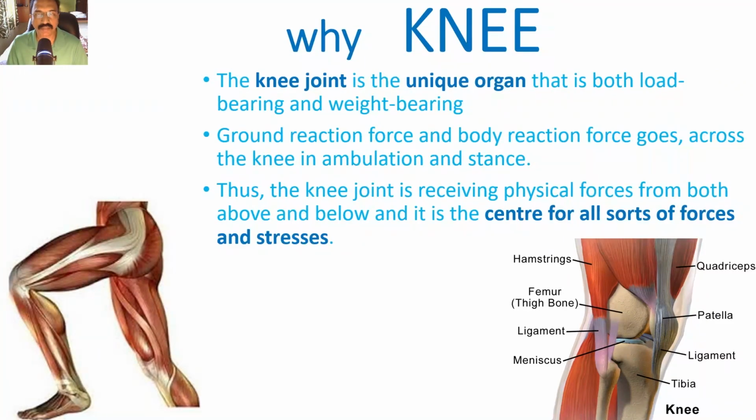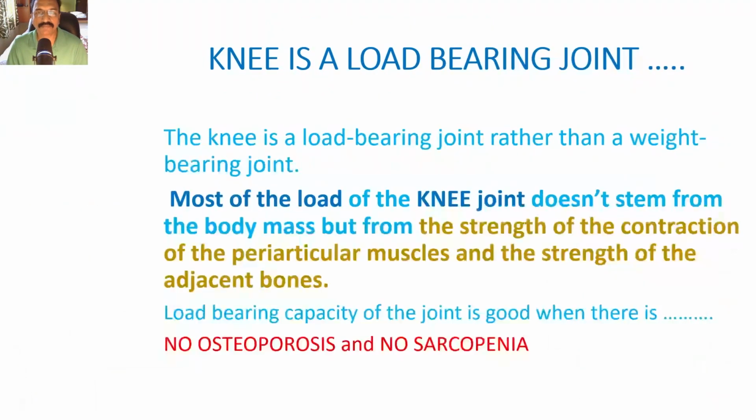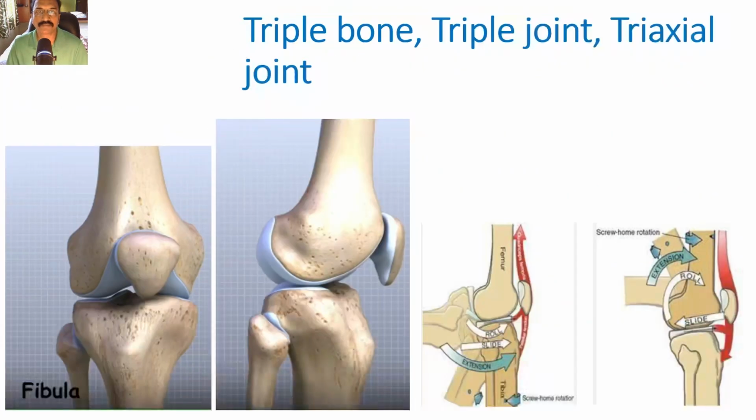The knee joint can withstand all these forces and stresses as long as the bone mineral density, strength of the muscles, and other supporters like ligaments of the knee joint are normal. The knee is a load bearing joint rather than weight bearing. Most of the load of the knee doesn't stem from the body mass but from the strength of the contraction of the periarticular muscles and the strength of the adjacent bones. Load bearing capacity of the joint is good when there is no osteoporosis and no sarcopenia.